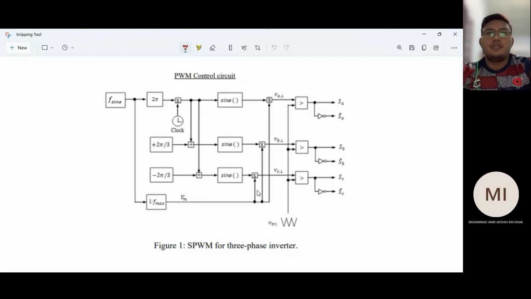B0118101888. Today, as you can see, this is my design after modification, where I use a 3-phase inverter, because before that, for task 1, it was only single phase. This is basically my transition to the improvement and modification of the PWM control circuit.